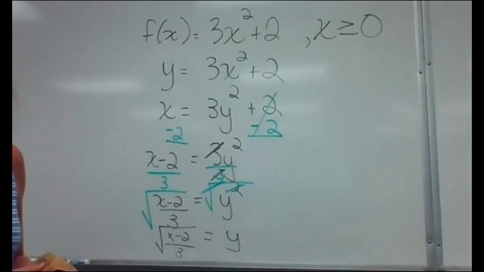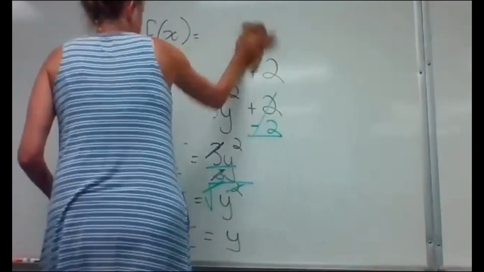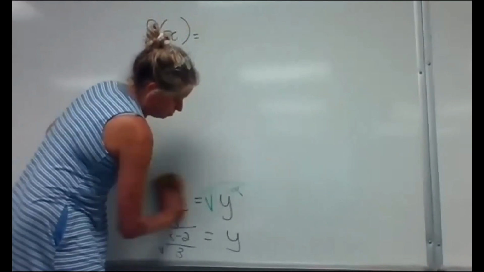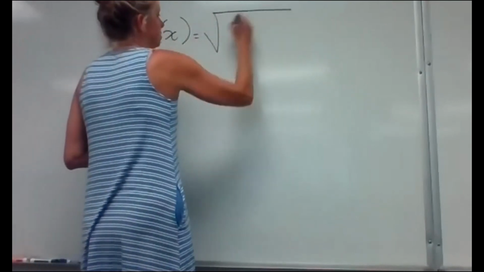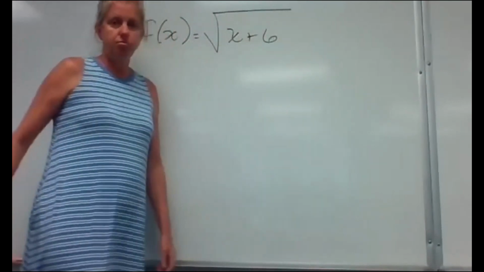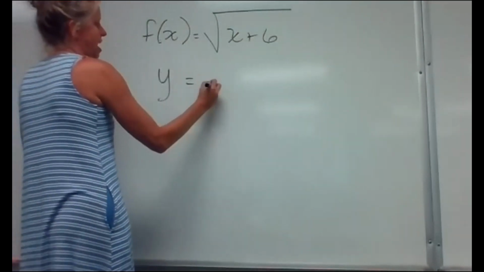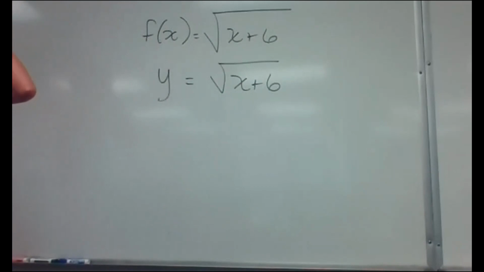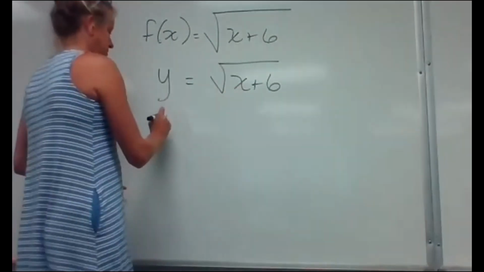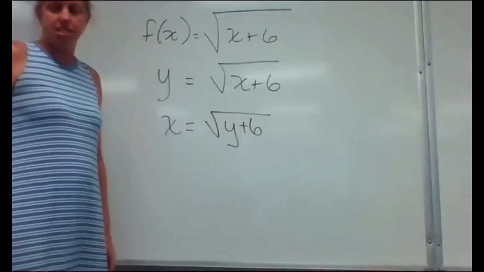F of x equals the square root of x plus 6. Okay, this is 1-to-1, so we are going to find the inverse. Replace the f of x with y. So y equals the square root of x plus 6. Interchange your x and y. X equals the square root of y plus 6.